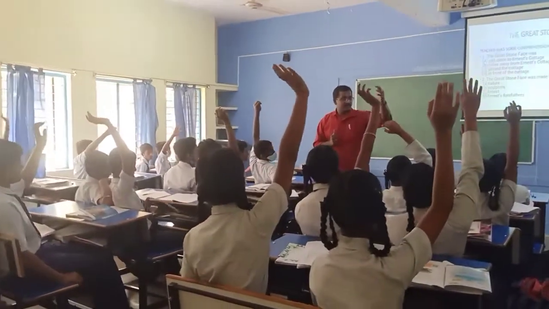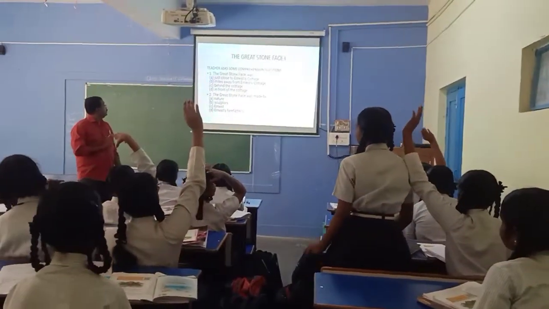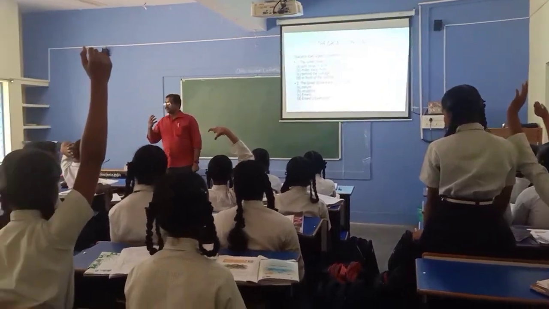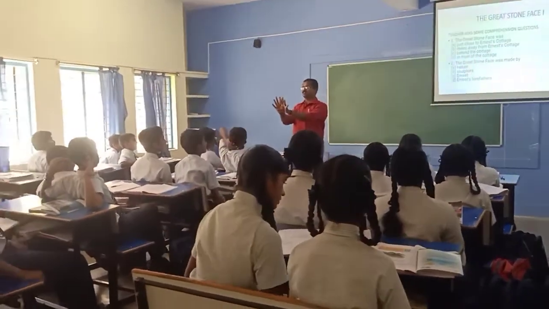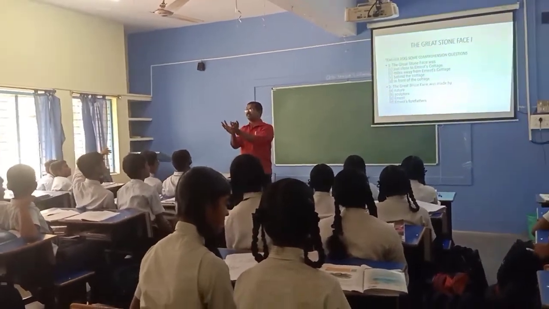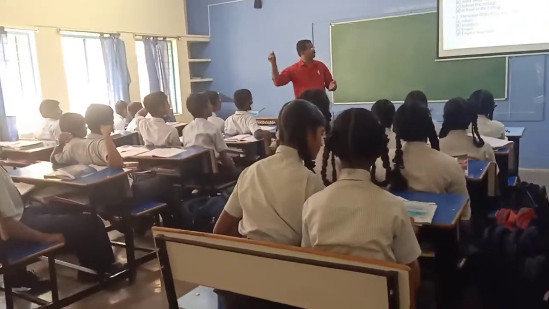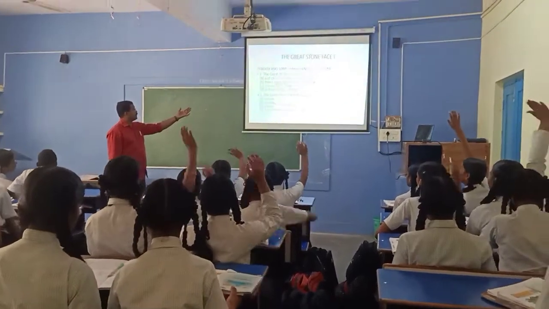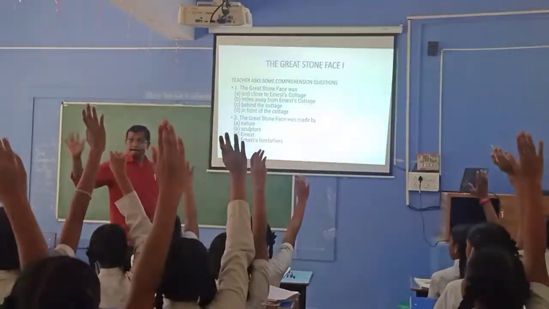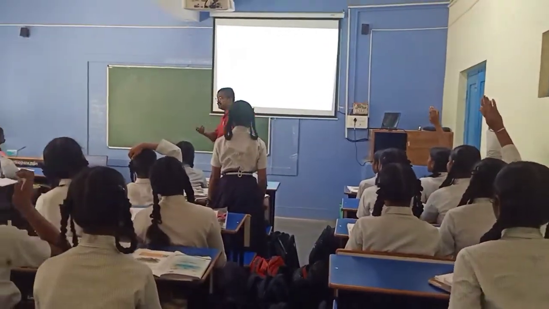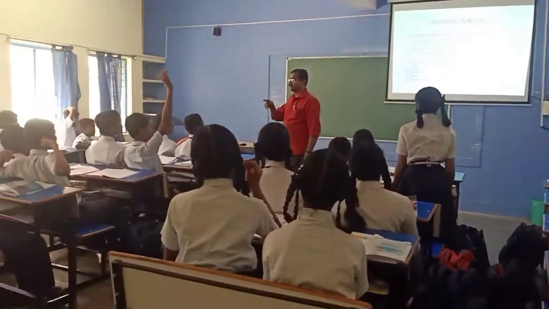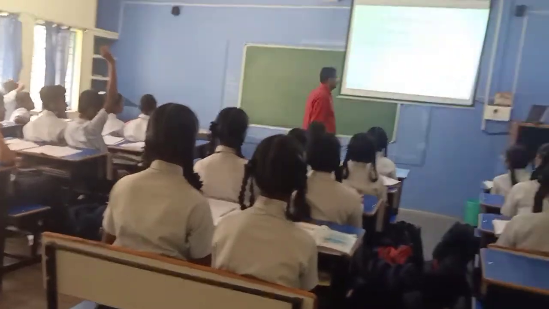Okay. What's the correct answer, Malika? Miles away from Anna's cottage. Then only what would happen? When viewed from a distance only, what would happen? They were able to see the human face. So, the next one. The grey stone face was made by... By nature. This is nature. Is it right? Yes, sir. Okay.